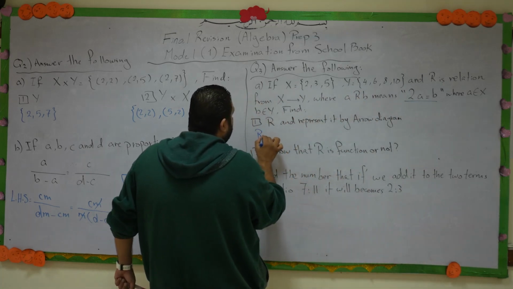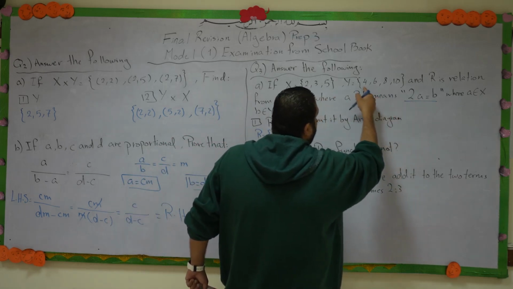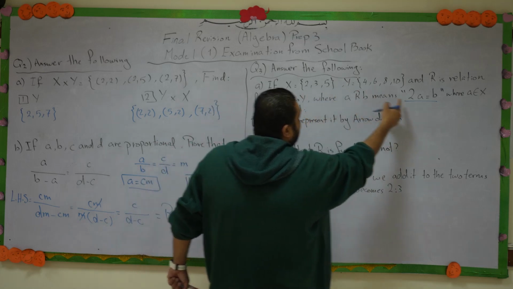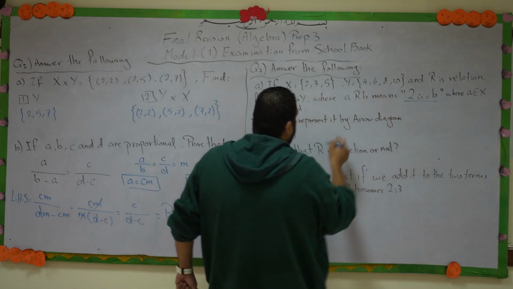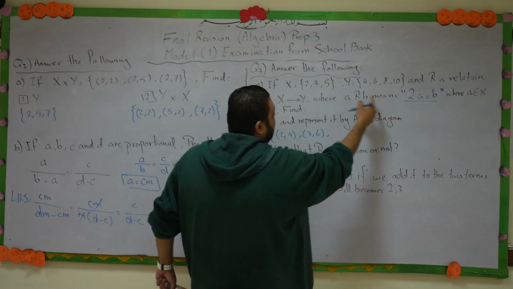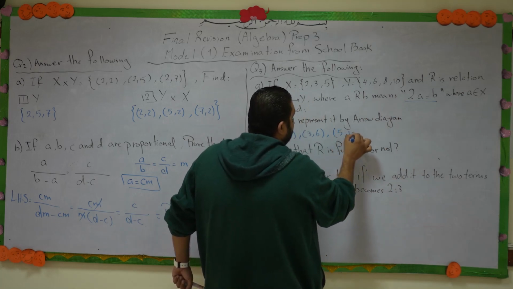So R will be, we now choose 2 multiply 2 equal 4. So 2 and 4. 3 multiply 2 equal 6. So 3 and 6. And 5 multiply 2 equal 10. So 5 and 10.